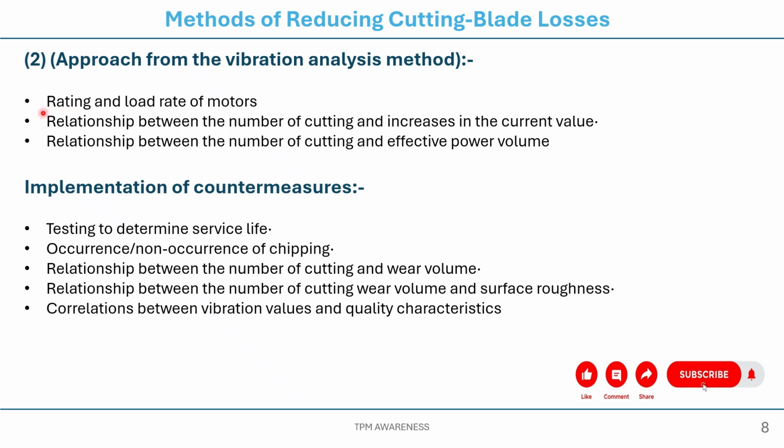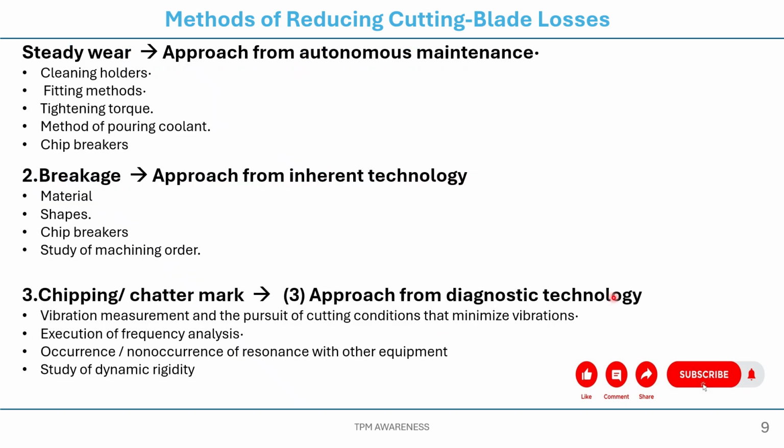Then approach from vibration analysis methodology, where we will see rating and load rate of motors, relationship between the number of cutting and increase in the current value, relationship between the number of cutting and effective power value, implementation of countermeasures like testing to determine service life, occurrence or non-occurrence of chipping, relationship between the number of cutting and wear volume, relationship between the number of cutting, wear volume and surface roughness, correlations between vibration value and quality characteristics.